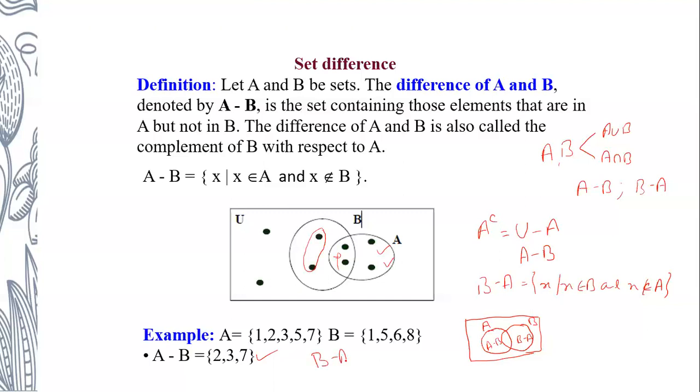Similarly, can you tell me what is B minus A? The elements belonging to B but not in A. So 1 is present in A and B, 5 is also present in A, so I cannot take it. 6, yes, 6 is an element belonging to B but not in A. Similarly, 8. So this is B minus A. Of course, we can also call A minus B the complement of B with respect to A, so that is another way of asking. So A minus B is nothing but the complement of B with respect to A. This is the set difference.